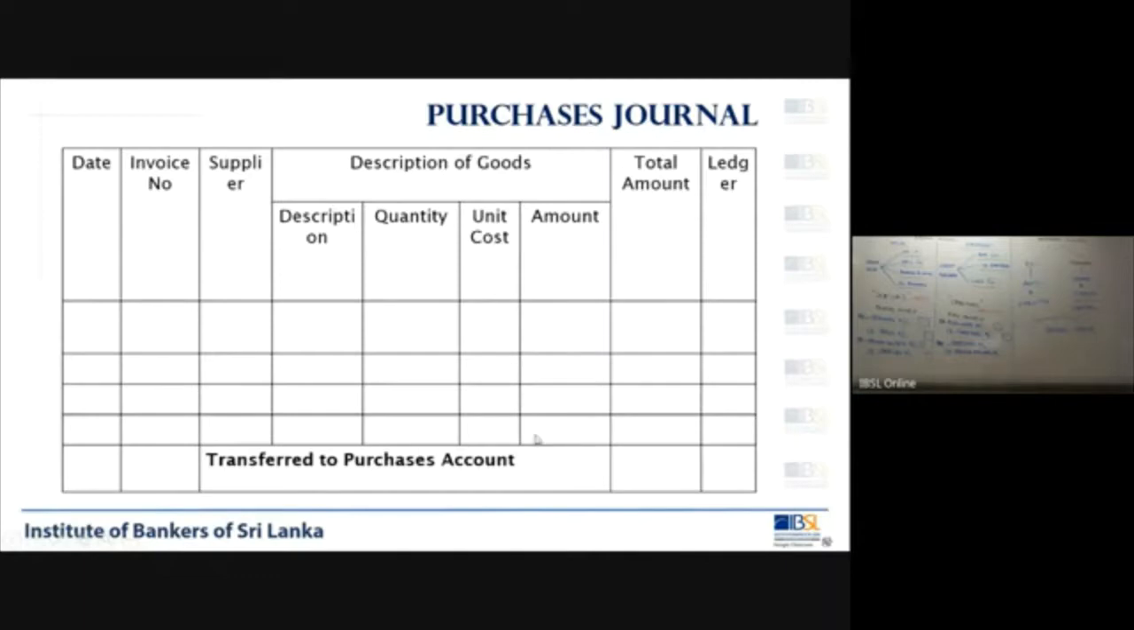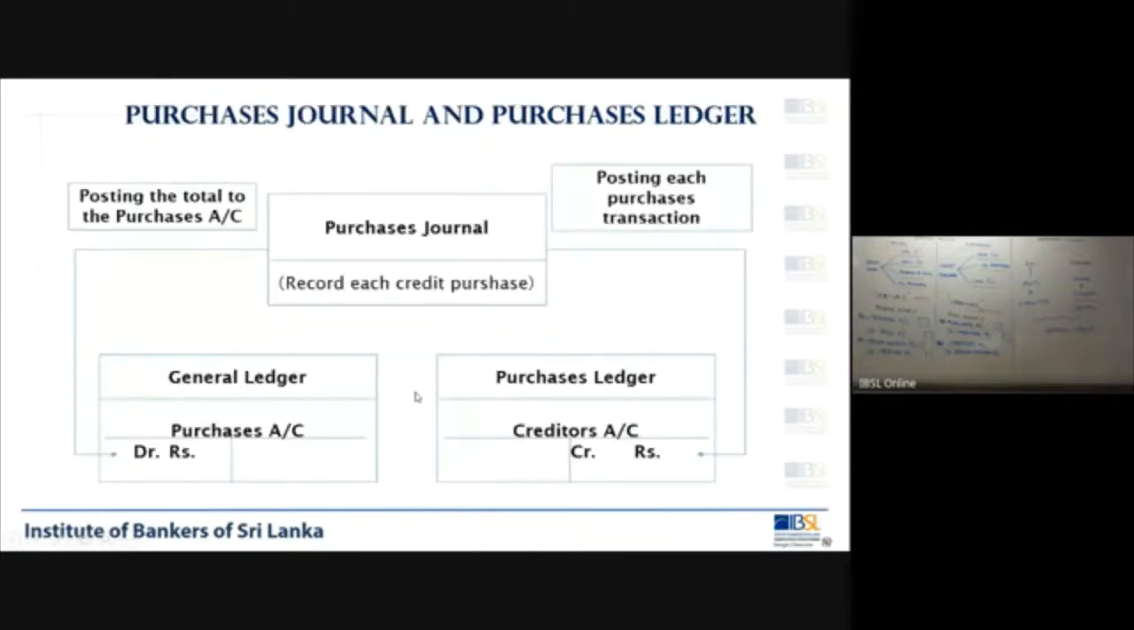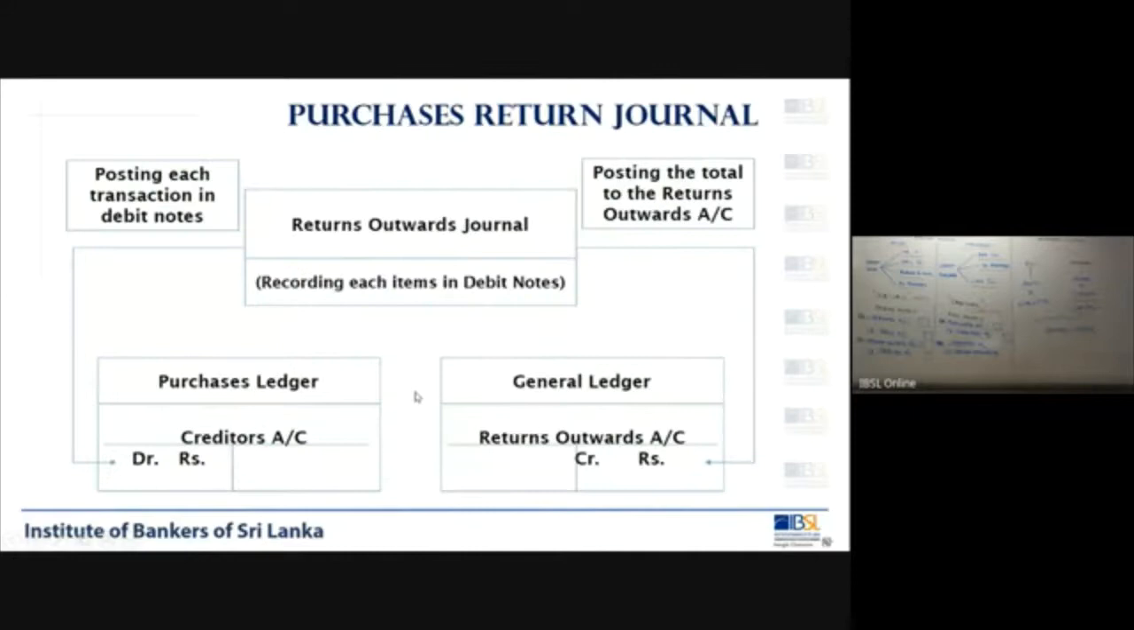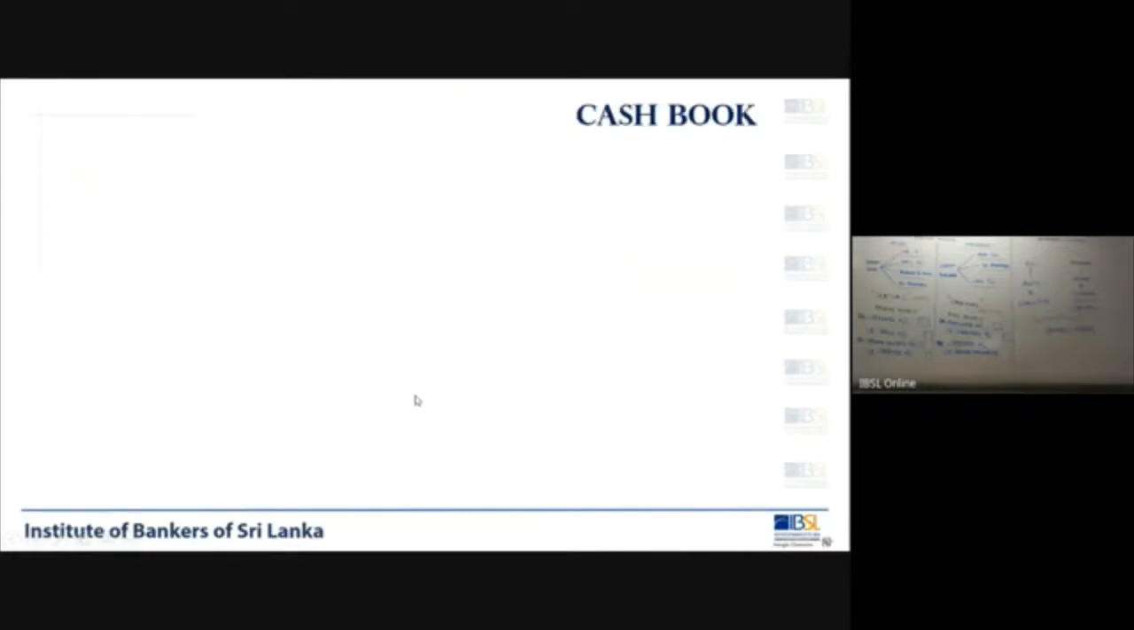So this is how the purchases day book will look like. It's similar to what we looked at for the sales day book. And this is the double entry. And this is the purchases return, purchases return. Okay. So similar to the 4 day books that we learned: sales day book, sales return day book, purchases day book, and purchase return day book. Right? Those are the first 4 day books that we learned.